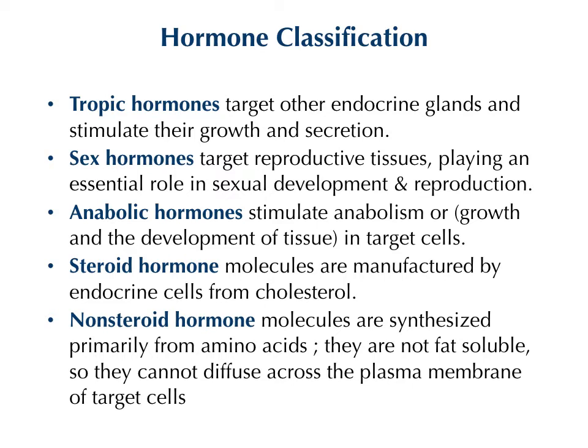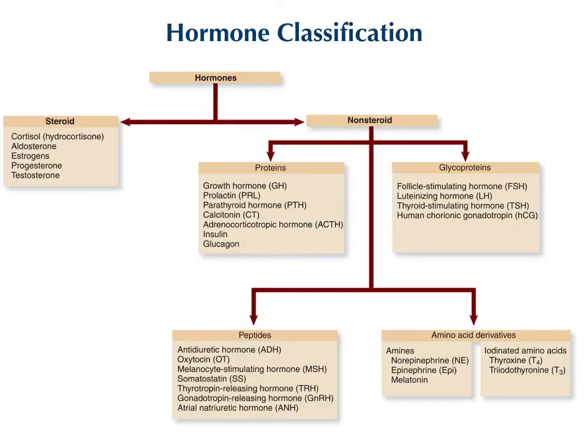The steroid hormones are molecules that are manufactured by the endocrine cells from cholesterol. Okay? And the non-steroid hormones that we talked about are primarily made from amino acids. They are not fat soluble, and so they cannot diffuse across the plasma membrane of target cells, which the steroid hormones can do. And here again is a nice chart for you to look at of all the different classifications of these hormones into the world of steroid hormones.